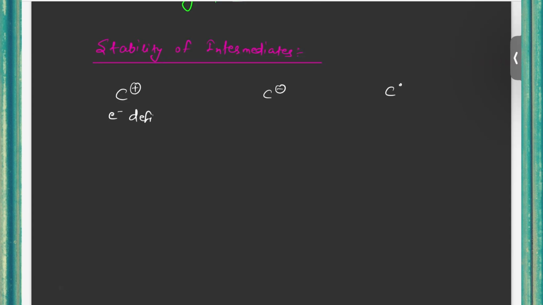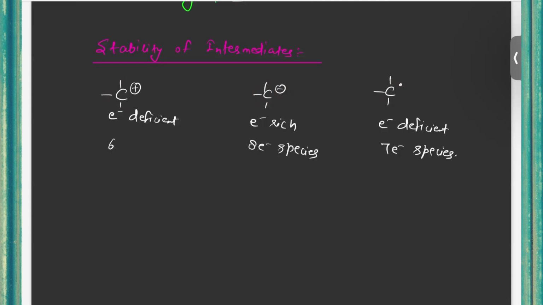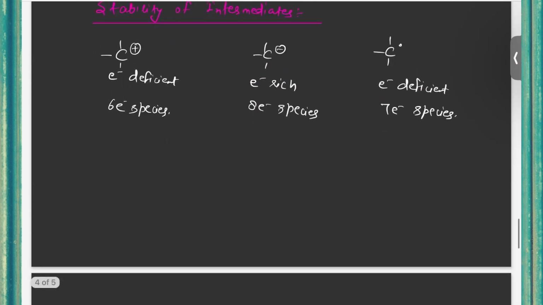Carbocation means that it is electron deficient, because in carbocation, carbon will be having only 3 bonds. Carbanion will be having 3 bonds, but it will be electron rich. This is carbon free radical. It is also electron deficient. Why is it electron deficient? Because it is a 7 electron species. How is it a 7 electron species? Because you can see 1 electron, 2 electrons in this bond, 4, 6 and 7. In carbanion, here 2, 4, 6 and this is a 2 electron pair, so 8 electron species. 8 electron species means octet is complete, and that means it is stable. And carbocation is a 6 electron species.